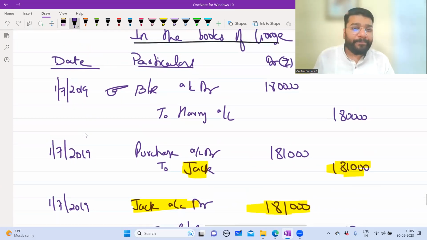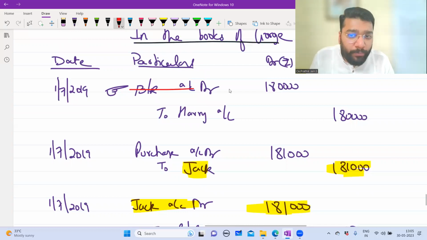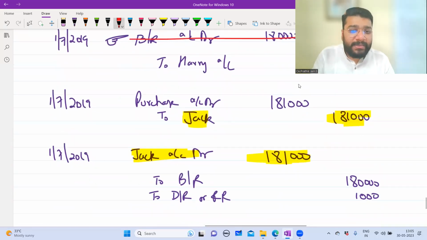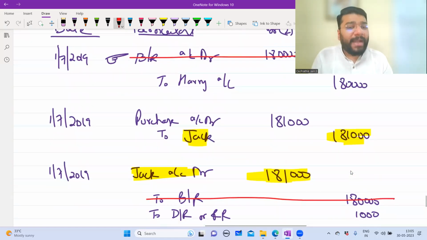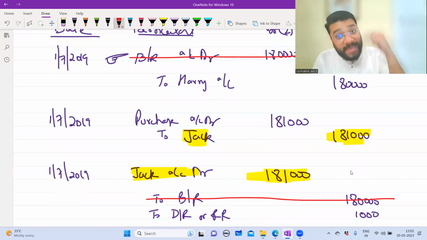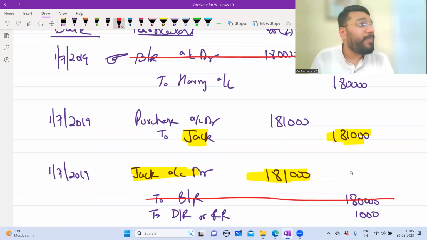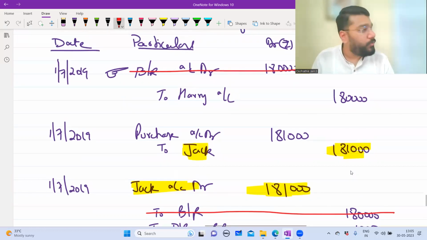Now tell me, bills receivable account is opened here. Can I say bills receivable is closed here by endorsement? The money which I was supposed to receive from Harry, now that money I've transferred to Jack. So from Harry, who will receive money? Jack will now receive money from Harry. So bills receivable is opened and closed.